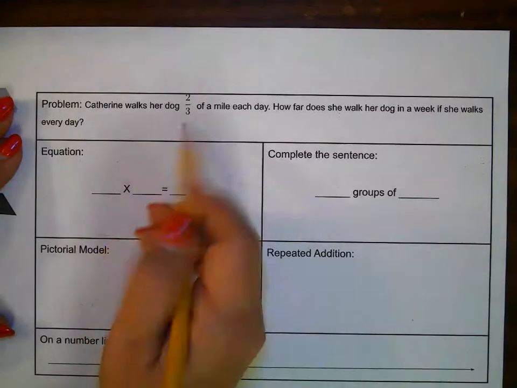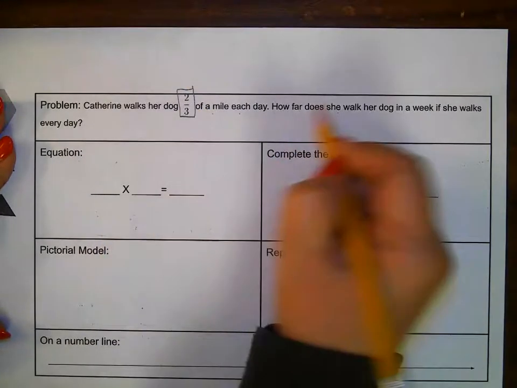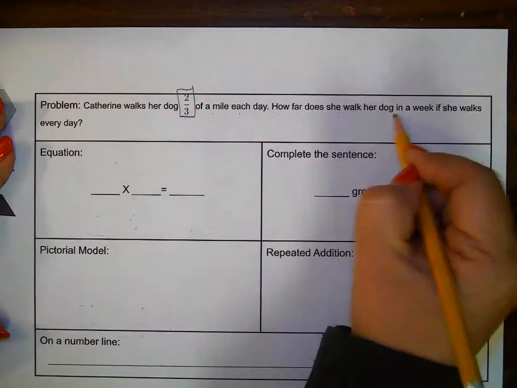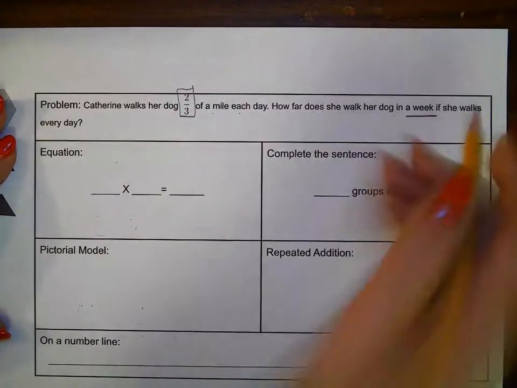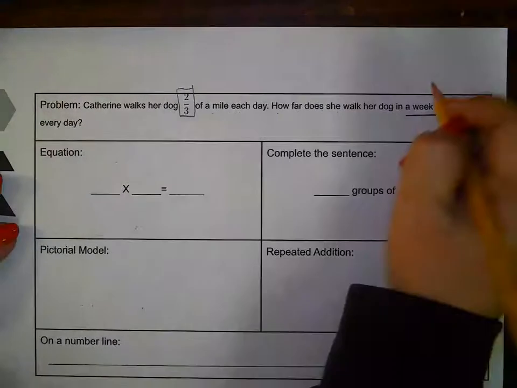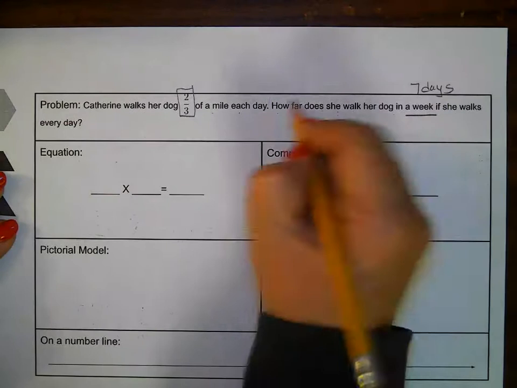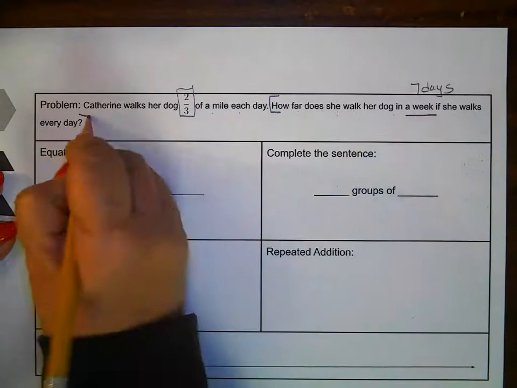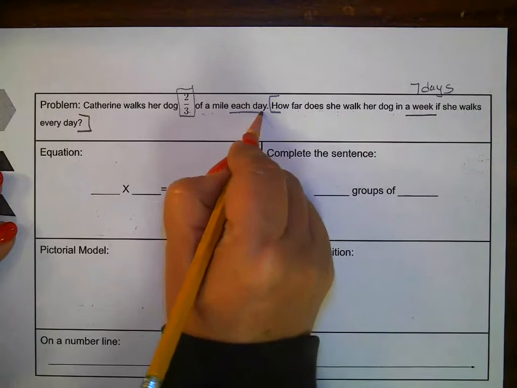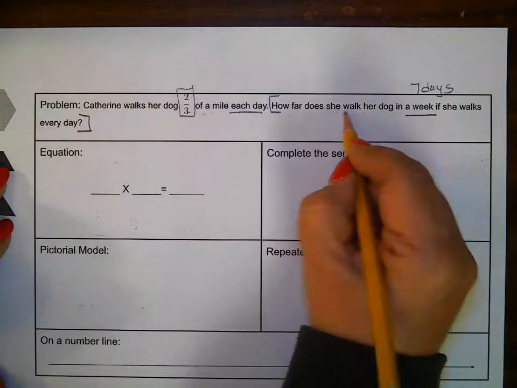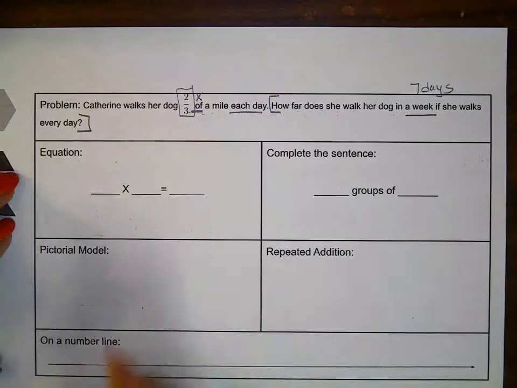Catherine walks her dog, oops, probably not in this weather, 2/3 of a mile each day. How far does she walk her dog in a week if she walks every day? How many days did we say a week was? Very good, it's 7 days. So make sure that you write that down there, bracket your question, 2/3 of a mile each day, and then how far does she walk, so this is that of, so I'm going to have my multiplication right there.